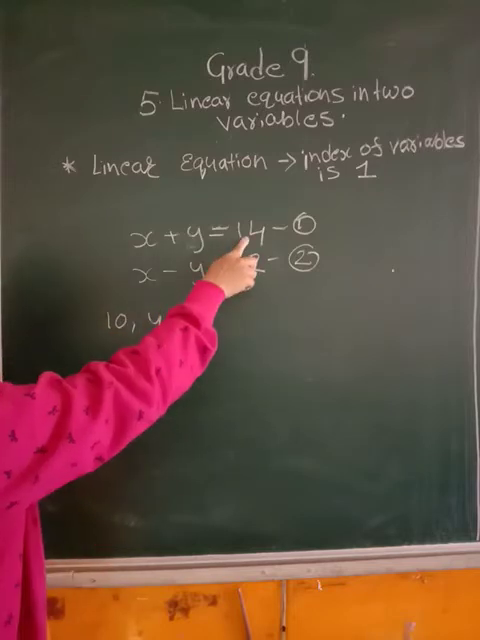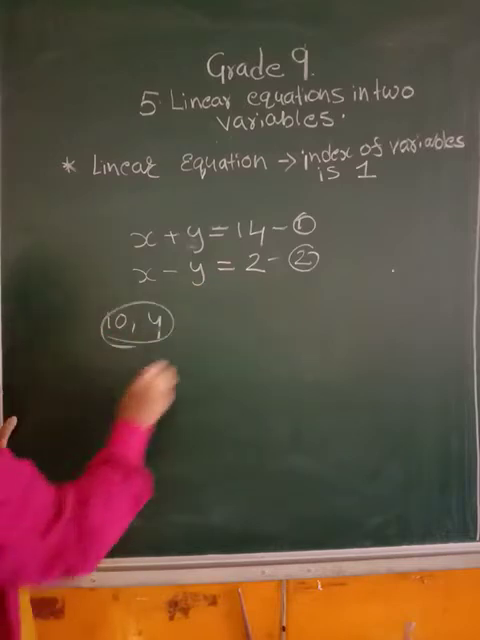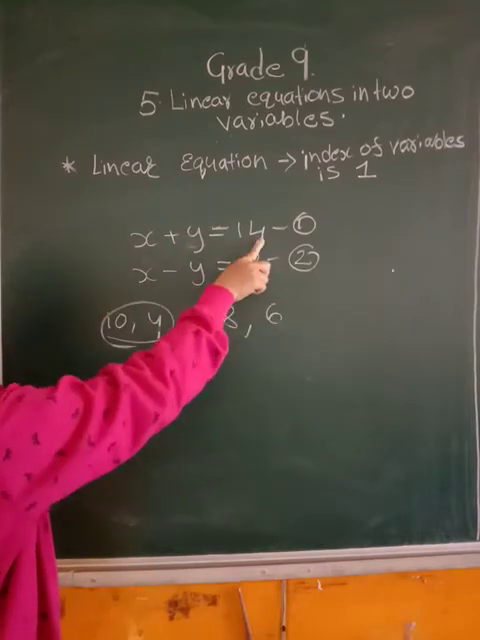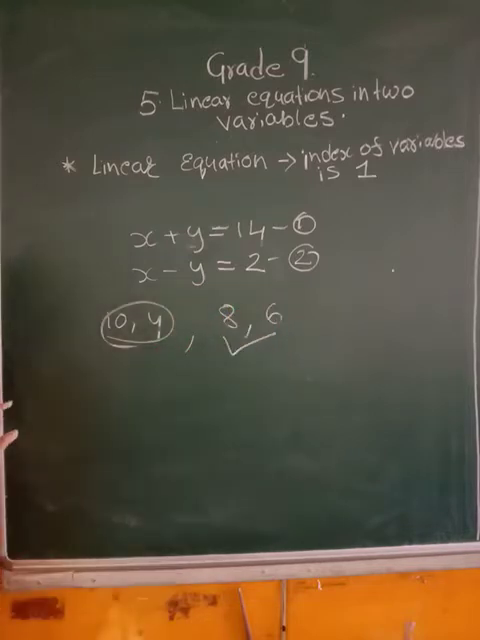10 and 4 is 14, no doubt. But 10 minus 4 is not 2. It is only 6. So this is not a solution. The solution is 8, 6. See, 8 plus 6 is 14 and 8 minus 6 is 2. So this is the solution of these two equations.